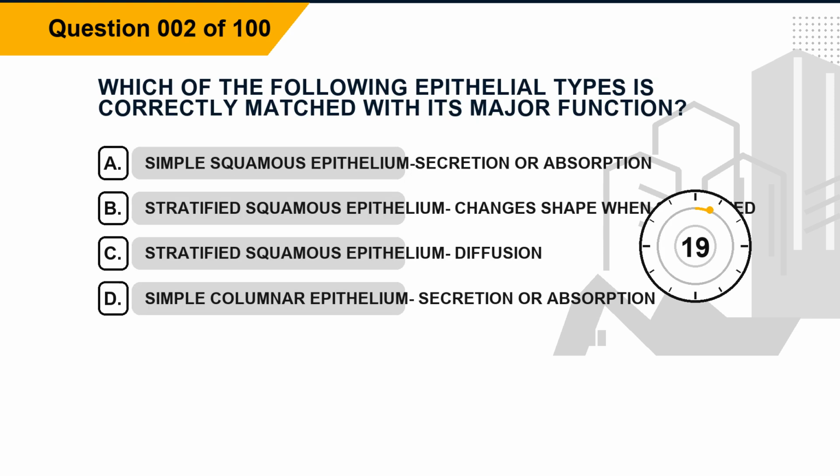Question 2. Which of the following epithelial types is correctly matched with its major function? Option A. Simple squamous epithelium, secretion or absorption. Option B. Stratified squamous epithelium, changes shape when stretched. Option C. Stratified squamous epithelium, diffusion. Option D. Simple columnar epithelium, secretion or absorption.